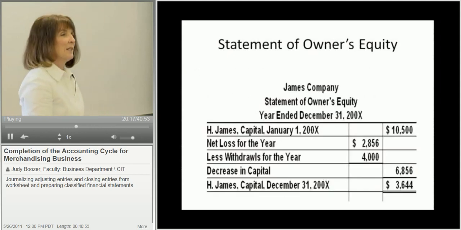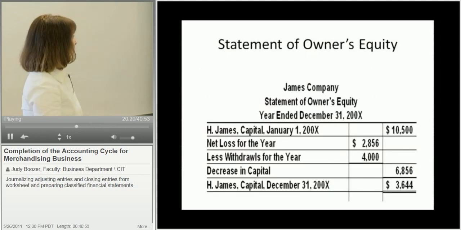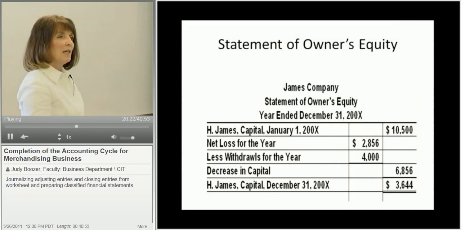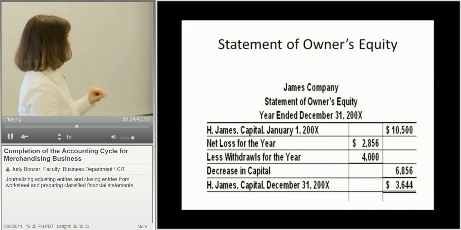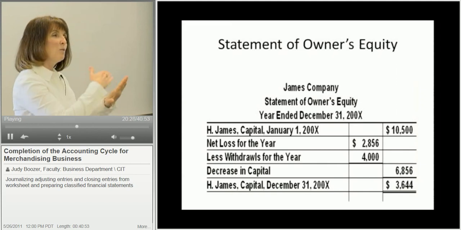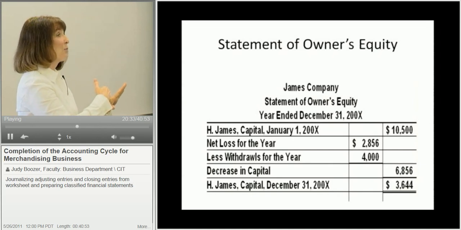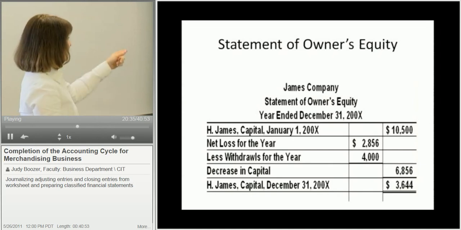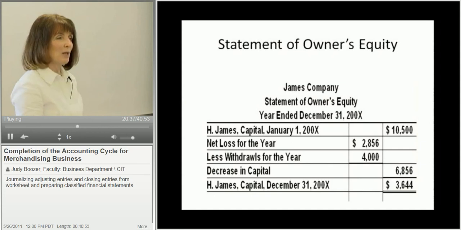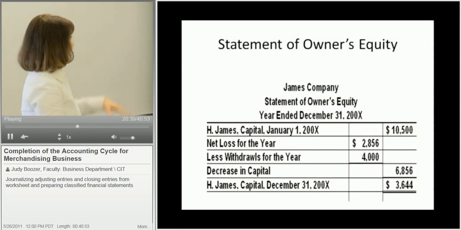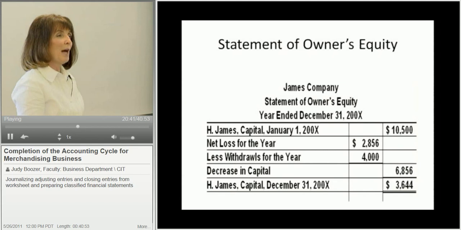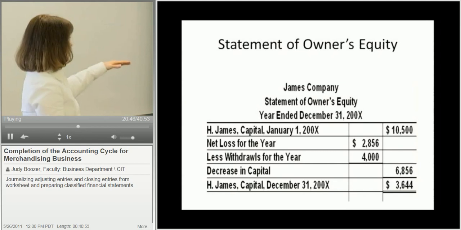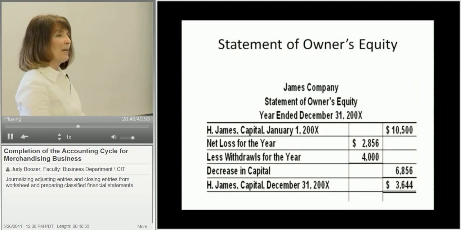So again, here's an example. Beginning capital, there happens to be a loss for this one, and we have withdrawals. When there is a loss and withdrawals, what do you do with them both? You add them because they're both negatives, which results in a decrease in capital. And that then results in your new capital at the end of the accounting cycle or the end of the year. What will that ending capital become the next year?